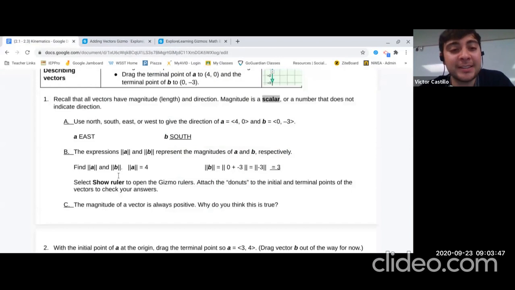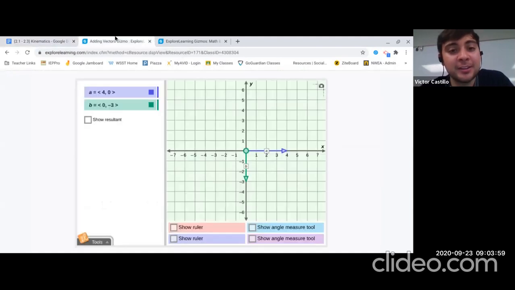And the last one is asking us, select show ruler to open the Gizmos rulers. Attach the donuts to the initial and terminal points of the vector to check your answers. You could check your answer if you want to do that. So if you do show ruler, and if you do like this, look at that. The magnitude, the length, is 4. If you did the exact same thing for the other one, drag the arrows, and look at that, 3. So that way you can confirm your answers, okay? I'm going to get rid of this now because it's a little bit distracting.